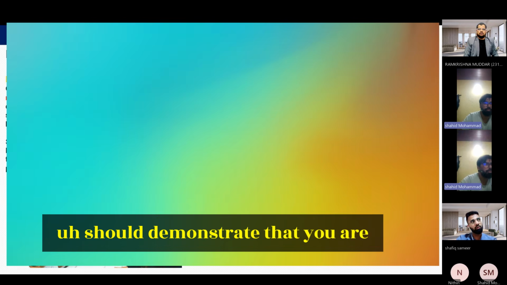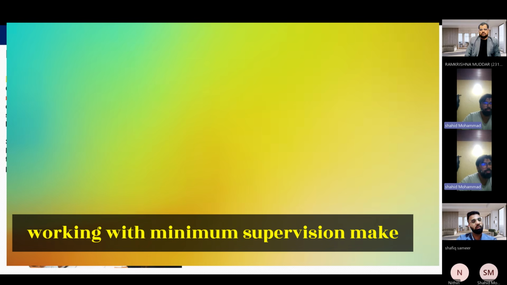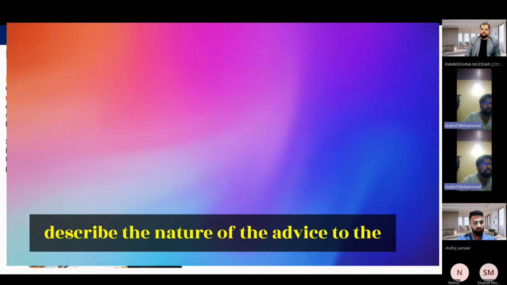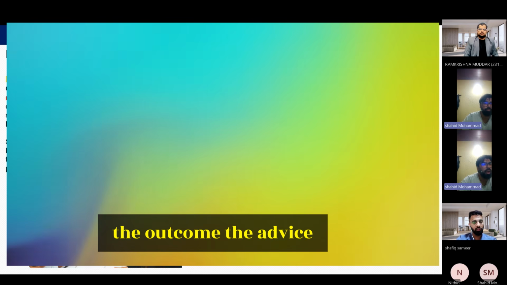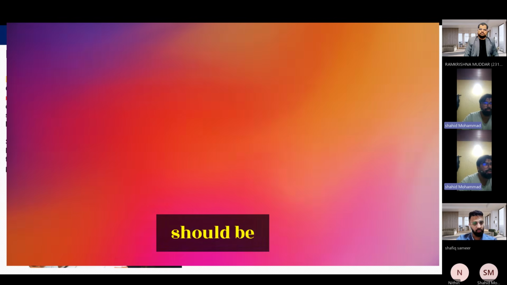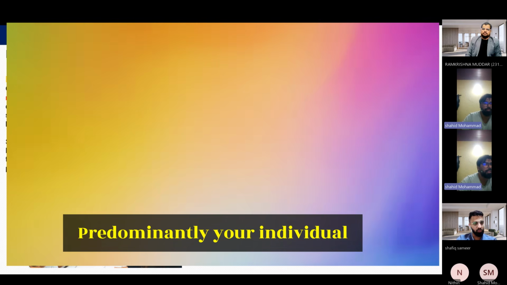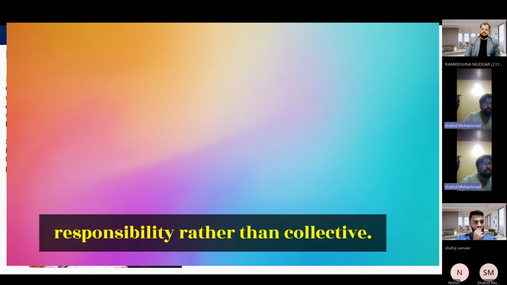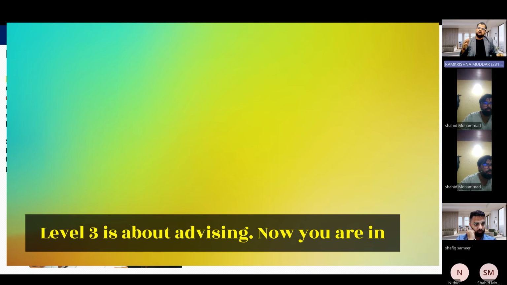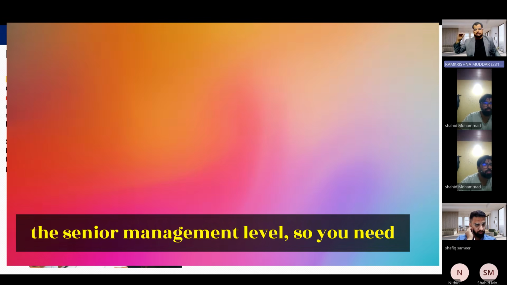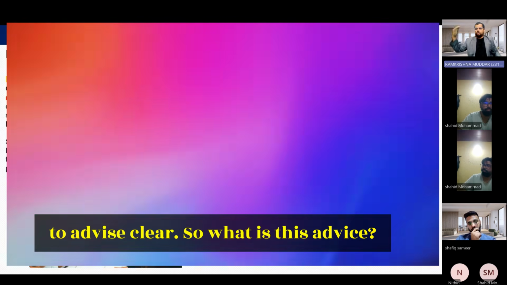Okay, continue. Should demonstrate that you are working with minimum supervision. Make sure that examples provided describe the nature of the advice, the options you considered and the outcome. The advice should be predominantly your individual responsibility rather than collective. Okay, excellent. So level 3: see, in level 1 you got the knowledge, in level 2 you have applied, level 3 is about advising. Now you are at the senior management level, so you need to advise.